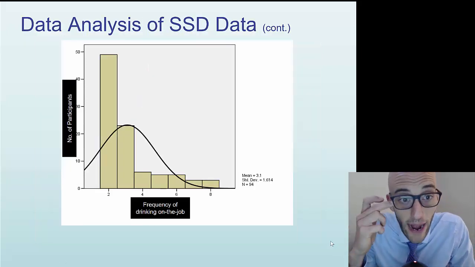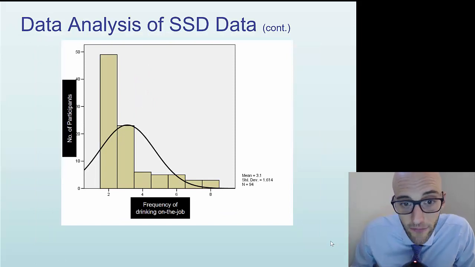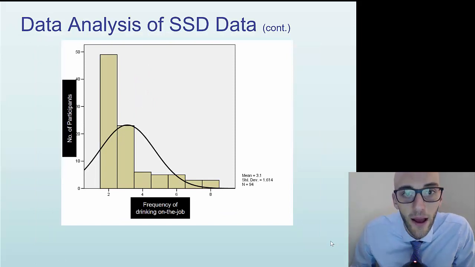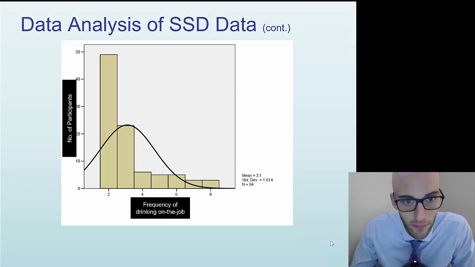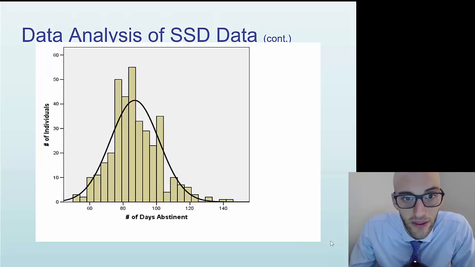So let's compare that to this graph. This is looking at number of participants in the study and frequency of drinking on the job. So we could assume that this is probably a population with an alcohol use disorder. What do you think? Is this one normally distributed or not? As opposed to this one, which is pretty normally distributed.